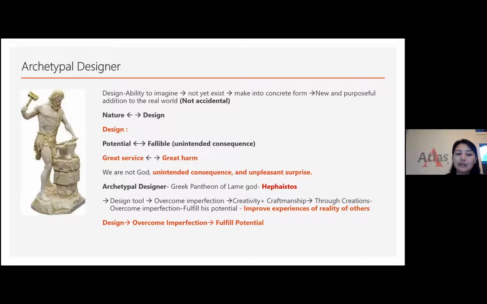And then they trace back to the archetypal designer, the Greek god, I have a hard time reading this name, Hephaestus or something. He's actually the lame god, because he has so many imperfections. To overcome his imperfection, he became very creative and very handy, and he created all these things. Through his creation, he overcame his imperfection and fulfilled his potential. And through this experience, he was able to provide his service to others too. So design is a way of overcoming imperfection and fulfilling our potential.